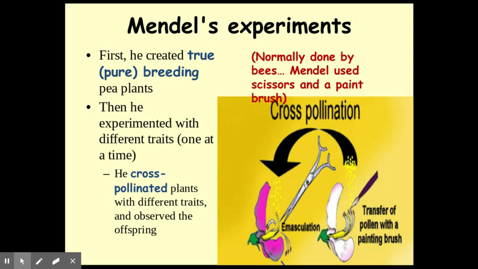So the first cross that he made was considered to be a pure breeding or true cross, and then he experimented with different traits one at a time. He cross-pollinated plants, which means he took different traits and he observed the offspring from these traits being crossed. Normally, this is done by insects, like bees, but Mendel used scissors and a little brush to help him to transplant them.